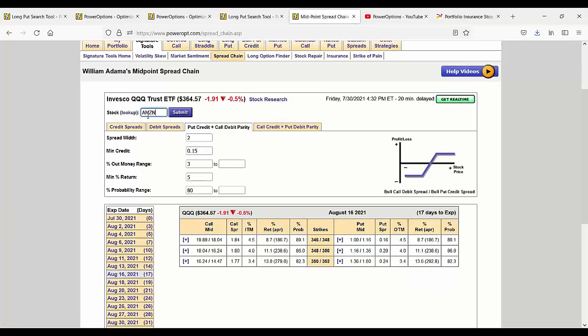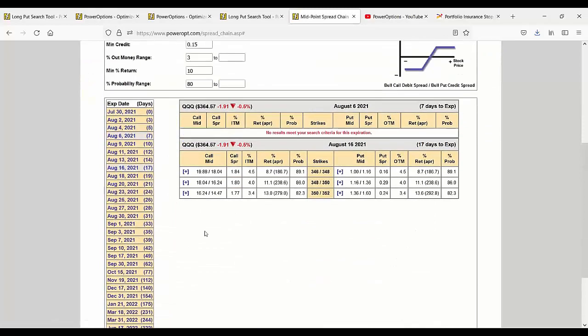And the great thing about this tool is I could put in 5 basic criteria. What do I want for strike differences? Let's just use 5. What do I want for a minimum net credit? Yeah, let's say 15 cents. Out of the money, 3%, that sounds fantastic. Minimum return, I want 10. And probability, yeah, greater than 80%. And let's go 7 days out.